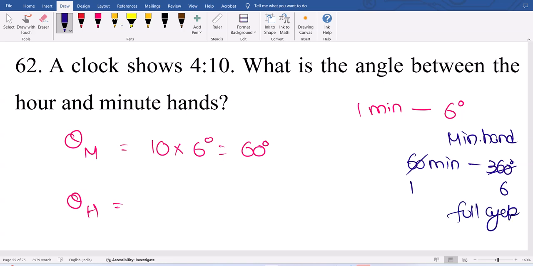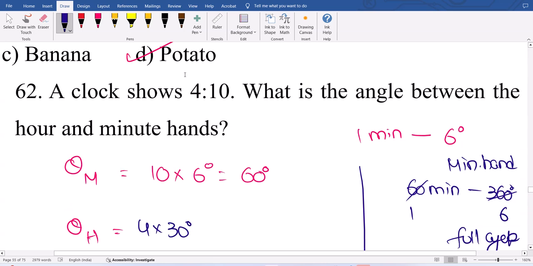Now hour hand, each hour 30 degrees. Each hour 30 degrees. The hour hand, if you focus, will require 12 hours to complete one round.